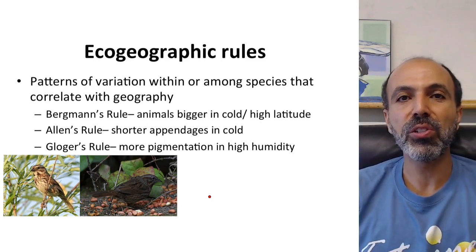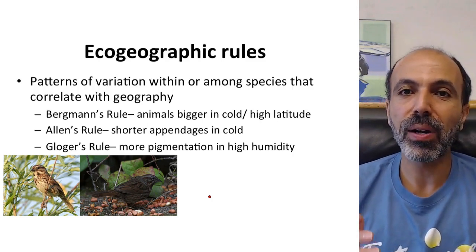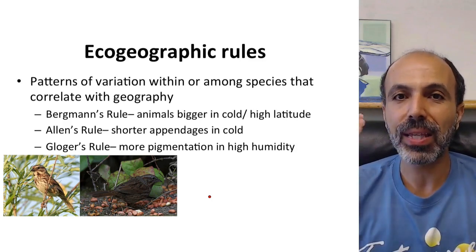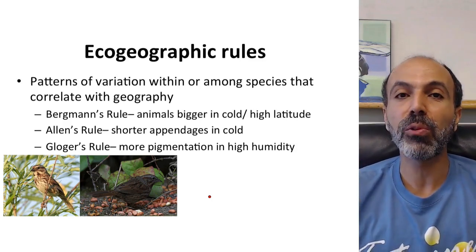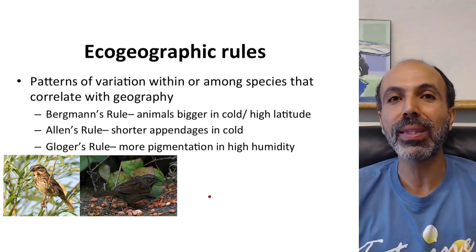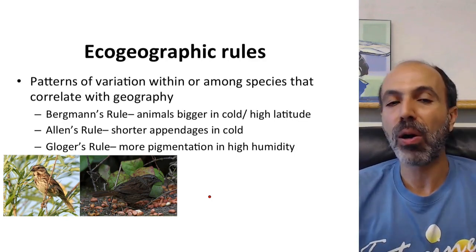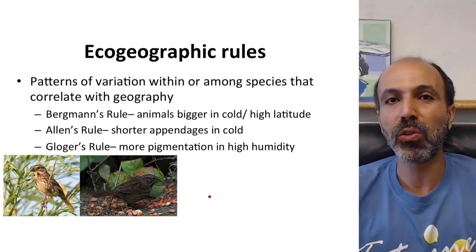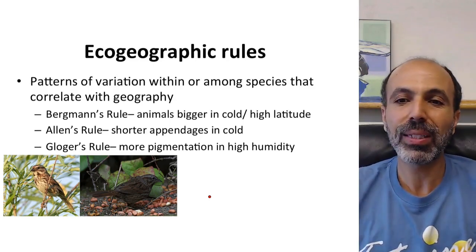Nonetheless, all these ecogeographic rules are cases where it looks like the action of natural selection has been present because we see these same patterns over and over again with respect to geography. Now, you wouldn't expect this by random chance. Why would it typically be that the cold environments have the larger animals just by chance? You don't think that's true.